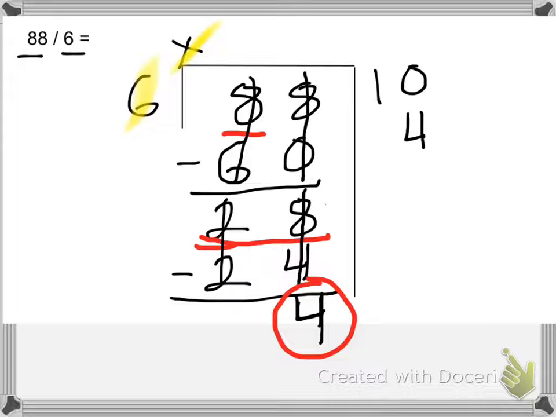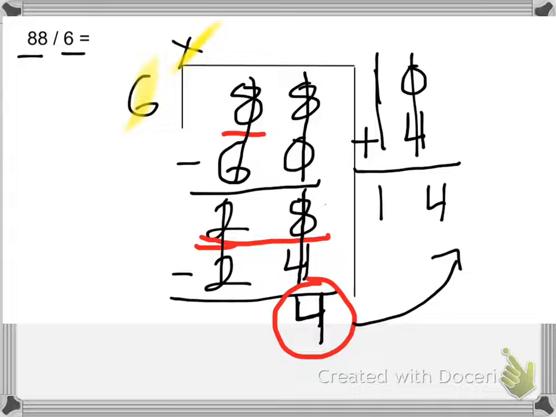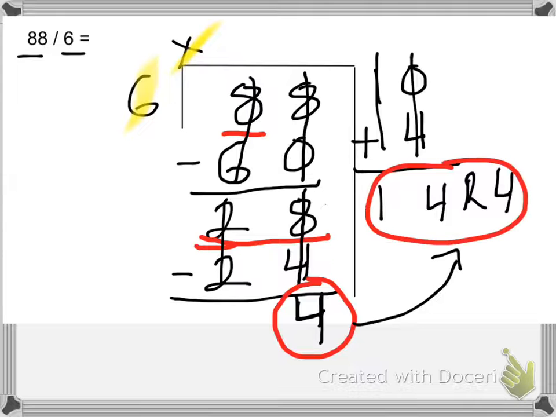Okay, now all I have to do is write or add the numbers to the right hand side of my fishhook. So 0 plus 4 equals 4, and then 1 plus nothing equals 1, to get an answer of 14 with a remainder of 4. Okay, and that is going to be my answer.